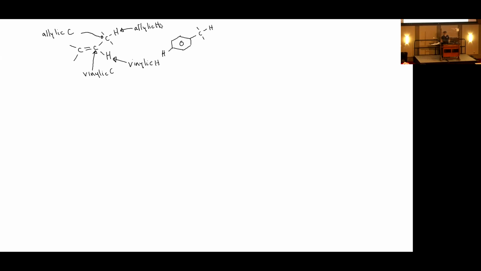And yes, you could keep going. There is homoallylic, and I don't think we're ever going to need to worry about that. But it turns out that allylic positions are special in terms of their reactivity. And this is something we're going to run into multiple times, I'm sure, as the course goes on, both this term and next term.